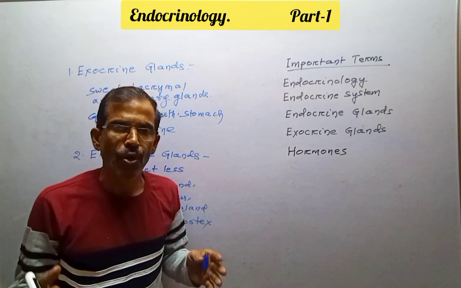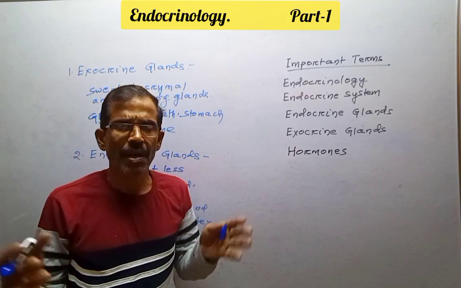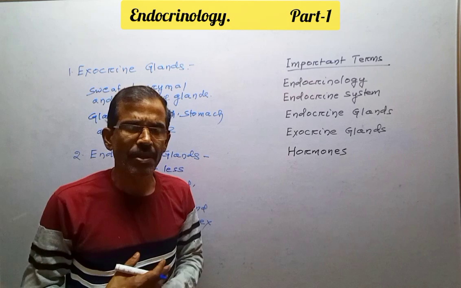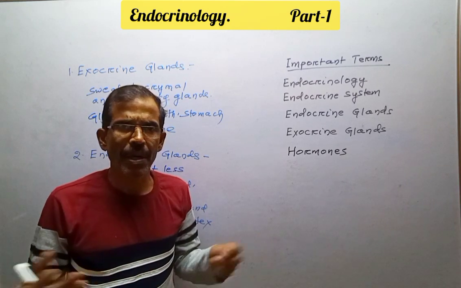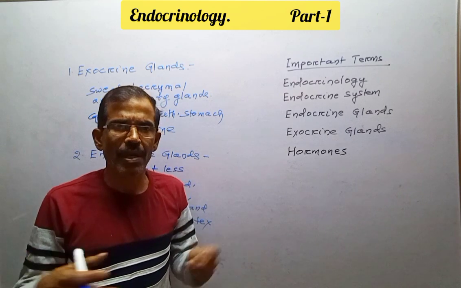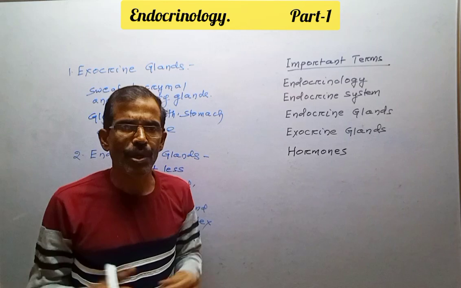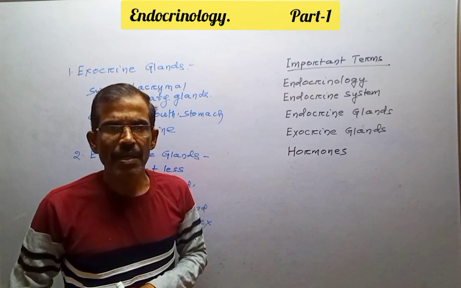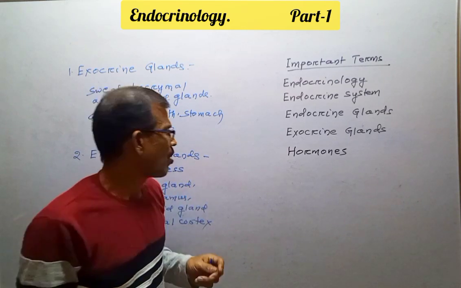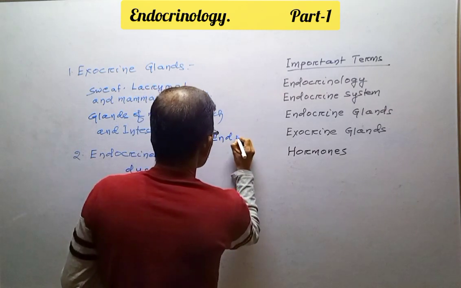to achieve homeostasis. Endocrine system is a collection of endocrine glands which work together by releasing specific hormones in order to regulate various physiological processes in our body. The study of structure and function of endocrine system is endocrinology.